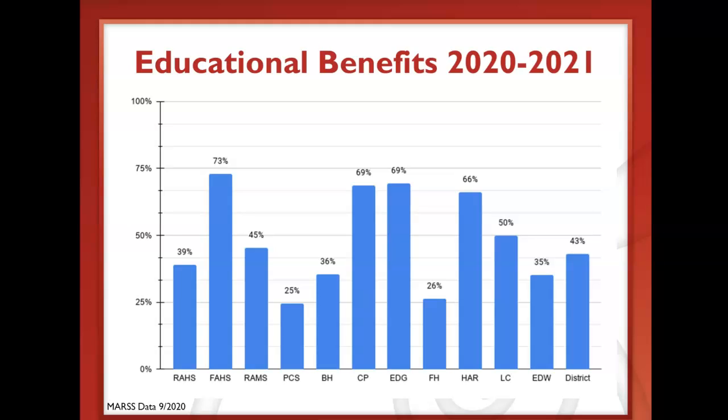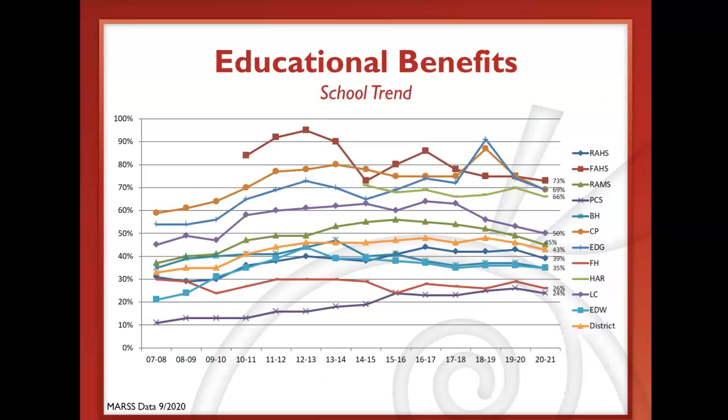This provides a snapshot of our look at our sites. Again, the district average is 43%, but there is a lot of variability within our sites. You can see that ranges from 25% all the way up to 73%. This slide provides a look at our educational benefits over time, and provides a look at how those sites have changed over those last 14 years.